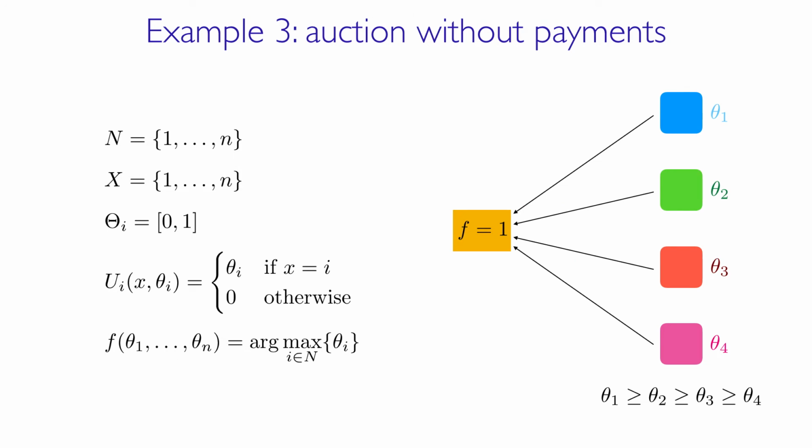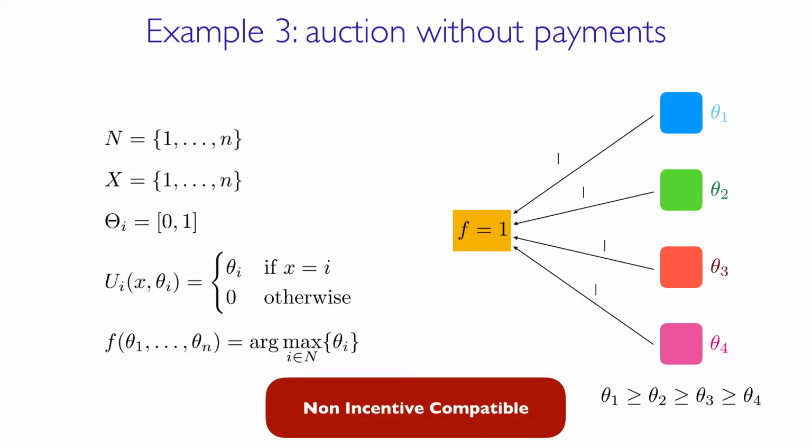Consider the example of auctions without payments. Here, the game admits a dominant strategy equilibrium where every player reports 1. That is, every player misreports her type, communicating the maximum possible value. Indeed, every player will try to be the winner, given that she has no punishment if she wins the item. So the social choice function is not incentive compatible.